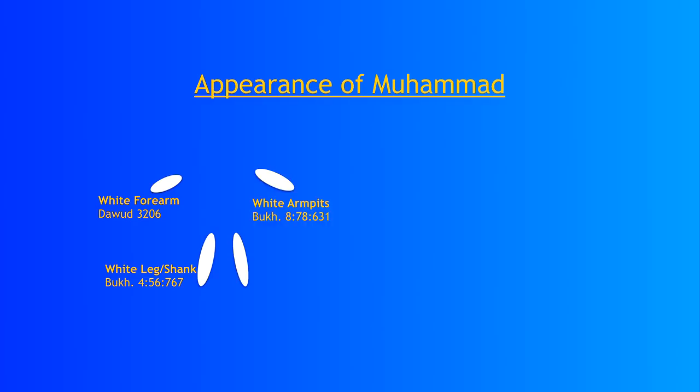Now let's go to Muhammad himself, and let's look and see what the traditions say about this man. Let's go back on the screen again, and look at his appearance. You will see, first of all, in Al-Bukhari, that he had white leg shanks. That's interesting. So he had white legs. Secondly, that he had a white forearm in Abu Dawud 3206. We notice that he also had white armpits in Al-Bukhari, volume 8, book 78, hadith number 631. And then also in Bukhari 4, 56, 76 to 7, he had a white abdomen or white belly.